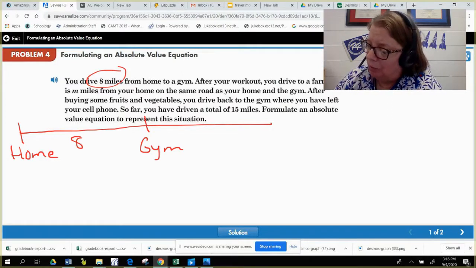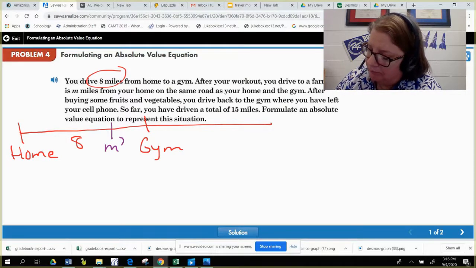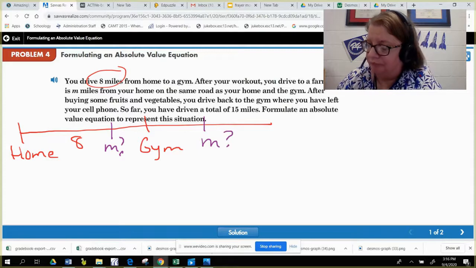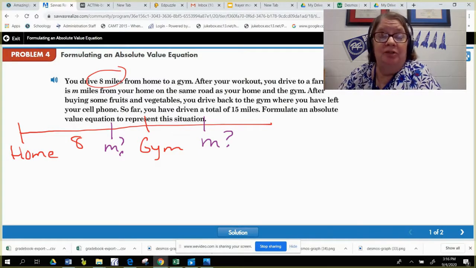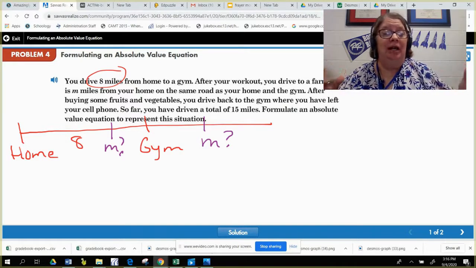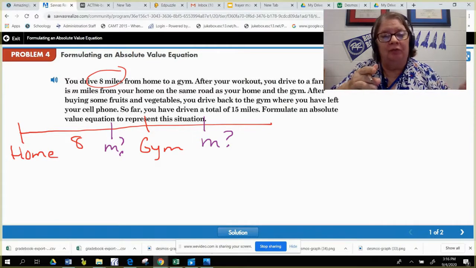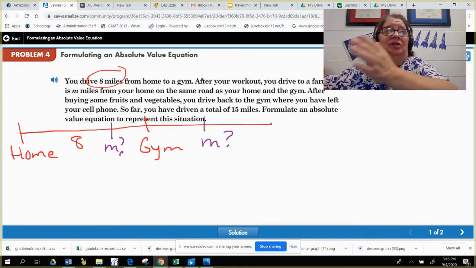What do we not know? We don't know if that farm is here or here. It tells us the farm is on the same road as your home and the gym, and it's m miles from your home to the farm, but we don't know whether the farm is between home and the gym or it's on the other side of the gym.